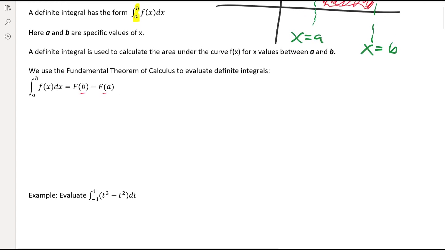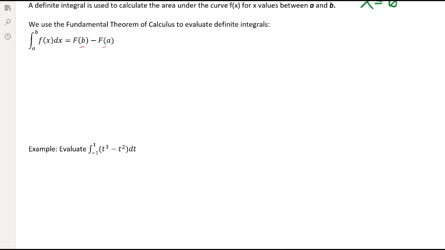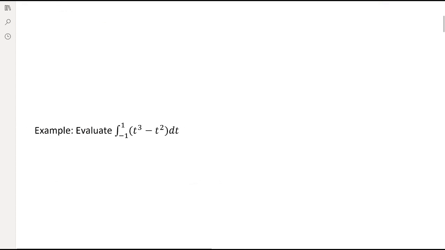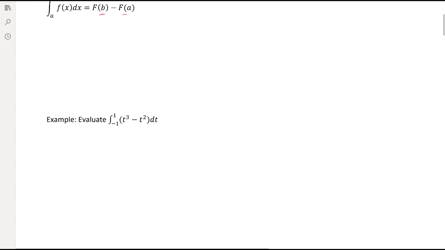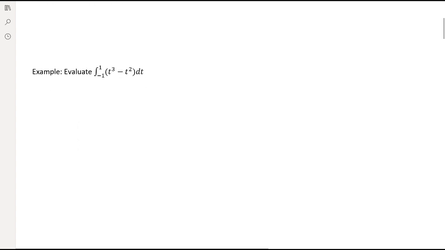All right, so here we go. Some questions here. For example, suppose we want to evaluate from -1 to 1, t to the third minus t squared dt. Let me say this about the bounds. The bounds will always be written so that the lower bound is at the bottom, so the smaller number between the two bounds will always be at the bottom. So we want to integrate t to the third minus t squared dt.